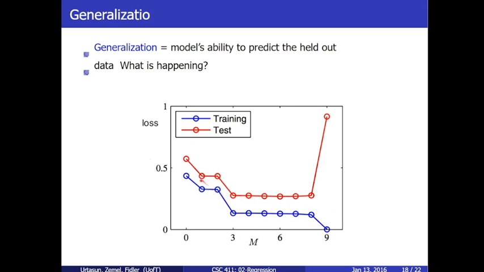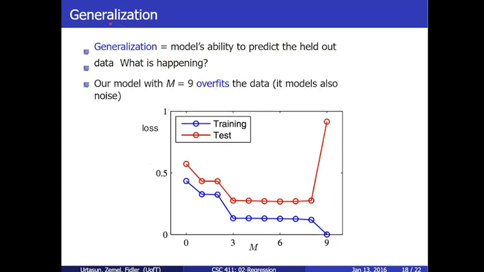Now, generalization. What is generalization? Generalization is the model's ability to predict the held out data. In this graph, we have the training data in blue and the test data in red. Now, our model with m equals 9 overfits the data. So it models the noise also.